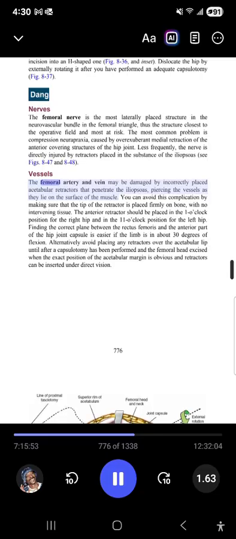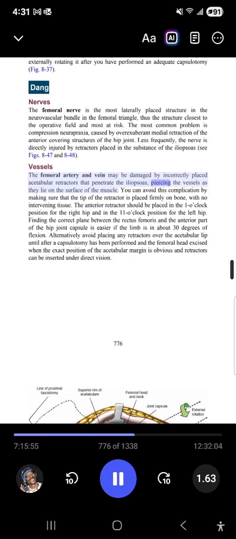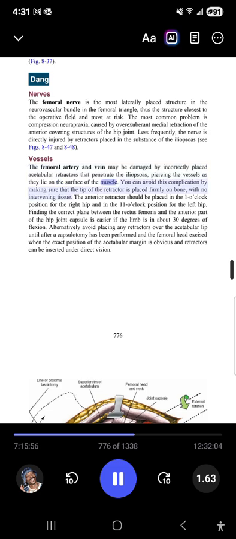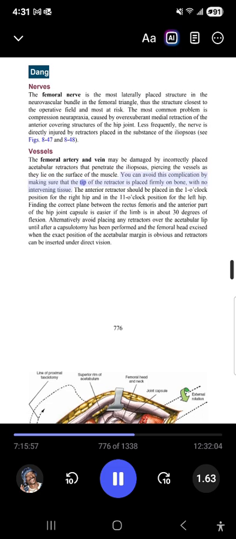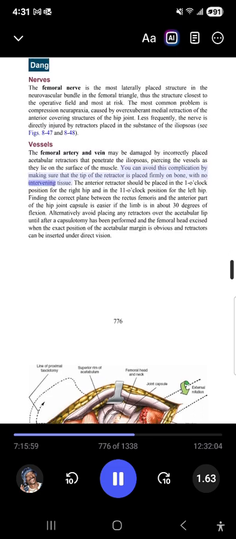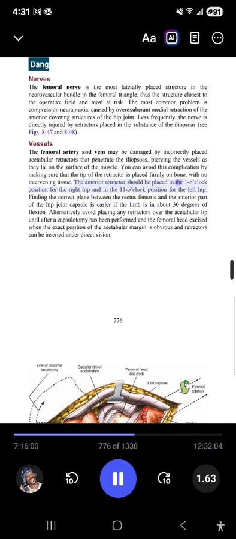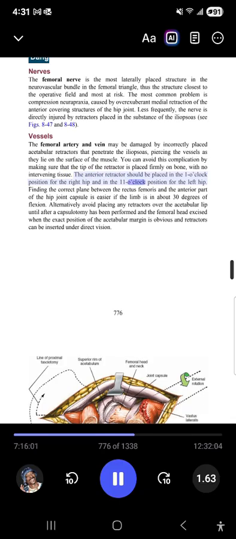Vessels. The femoral artery and vein may be damaged by incorrectly placed acetabular retractors that penetrate the iliopsoas, piercing the vessels as they lie on the surface of the muscle. You can avoid this complication by making sure that the tip of the retractor is placed firmly on bone, with no intervening tissue. The anterior retractor should be placed in the 1 o'clock position for the right hip and in the 11 o'clock position for the left hip.